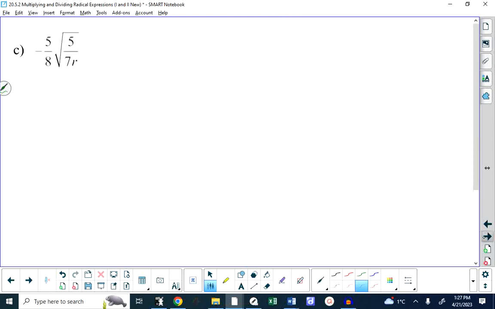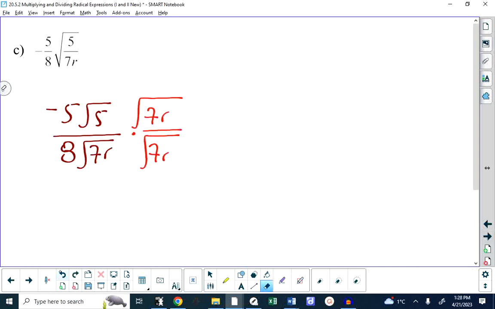Let's try one more. Negative 5/8 root 5 over 7r. Well, to make sense of this, I think it's useful to write it this way. I haven't really done anything here. I'm just splitting up the radical into a numerator radical and a denominator radical, which is the rule. I multiply the top and the bottom by root 7r. On the top, I get negative 5 times root 35r, because the root 5 and the root 7r are radicals.